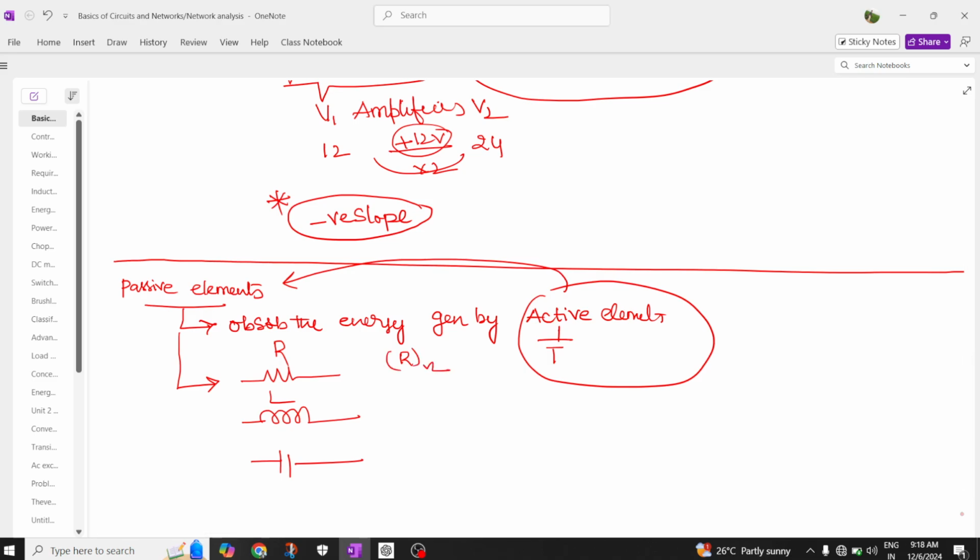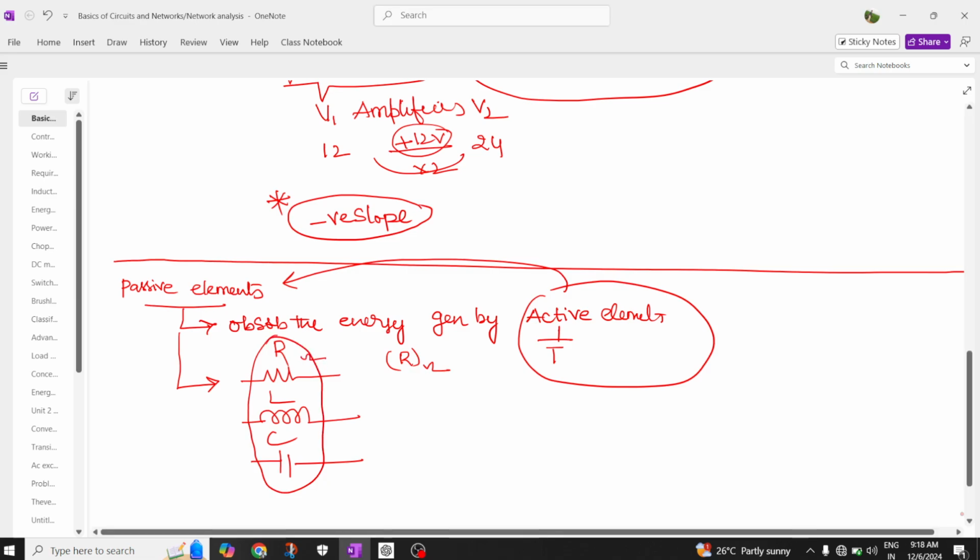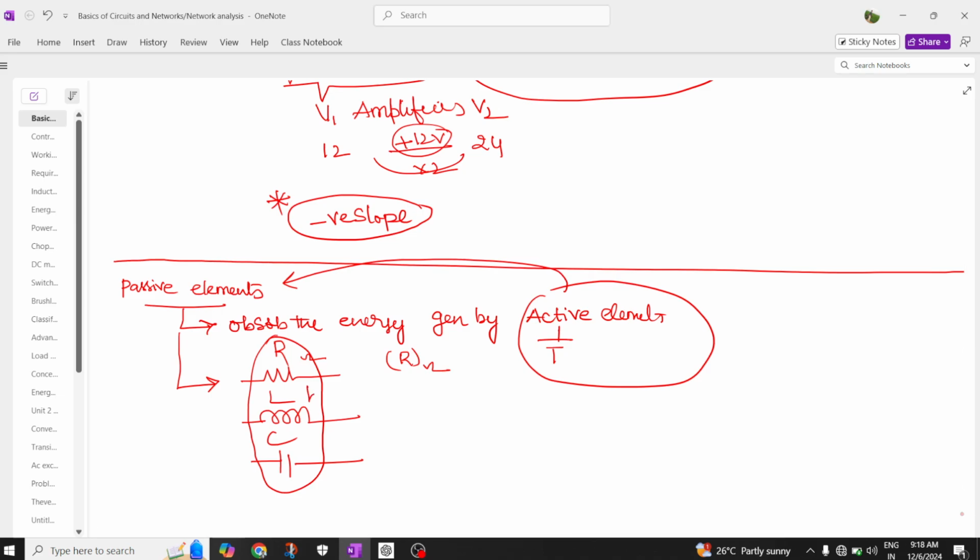These are in DC form. Resistor units are ohms, inductor units are henrys, and capacitor units are farads. So this is the case of a DC.